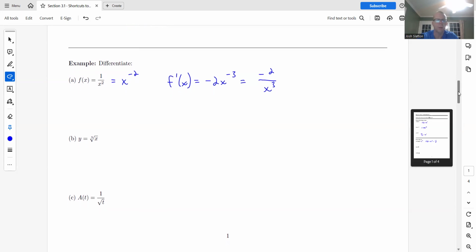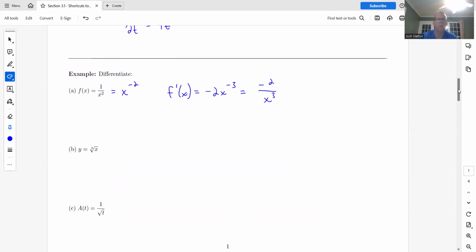Then the next one, with radicals, I would suggest you write this with an exponent. So the cube root of x is the same as x to the 1/3. Now let's take the derivative of that. All we do is the same thing we've been doing: bring the 1/3 in front, and then subtract 1 from the exponent. So 1/3 minus 1 would be negative 2/3. And we'll just leave that one there. You could write it more like this if you wanted, but you don't really have to.